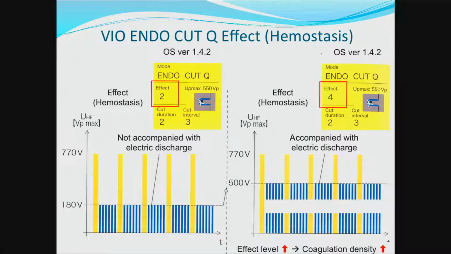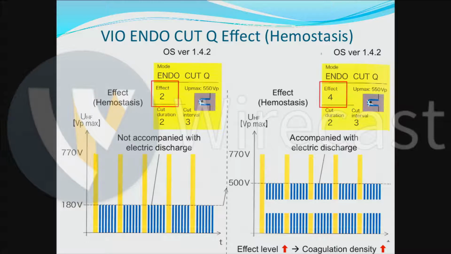In end cut Q effect, voltage of effect 2 is only 180 voltage without electric discharge, and that effect 3 to 4 is 500 voltage with electric discharge. Effect 4 has higher frequency of wave. When effect level increases, coagulation density also increases.